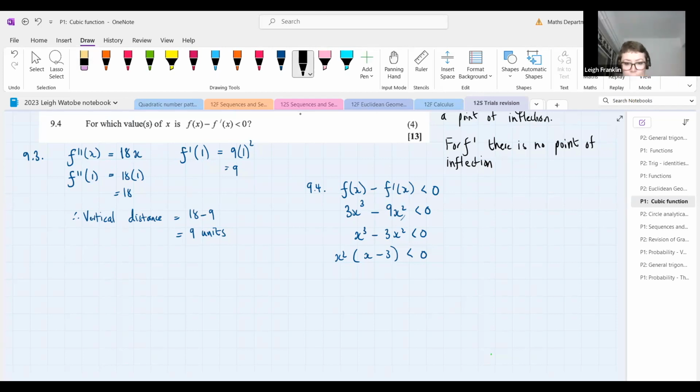First of all, is it possible for anything that's squared to be negative?